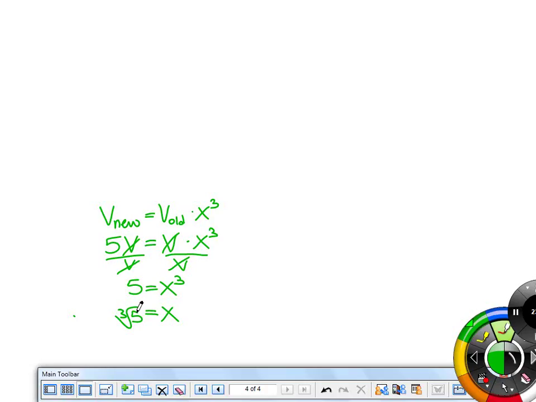You're going to have an original volume and a number times that volume. So the volumes will cancel, and what's left for your side lengths to be multiplied by is always going to be the cube root of whatever you were multiplying your volume by. Okay? So same process as area, but one's with a square and one's with a cube.